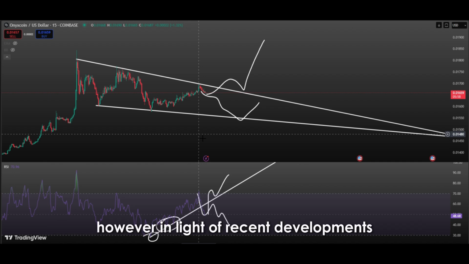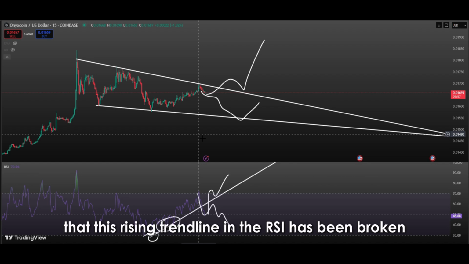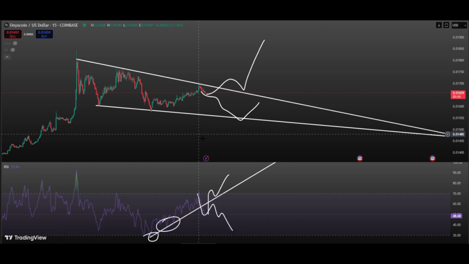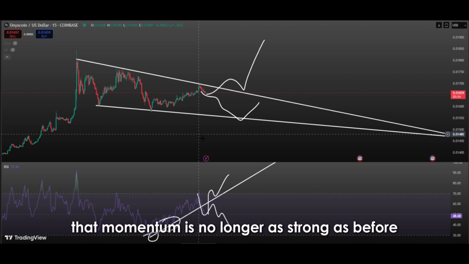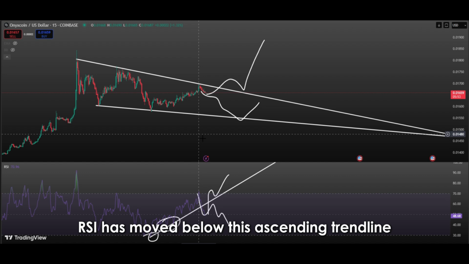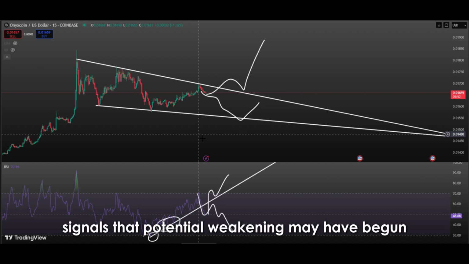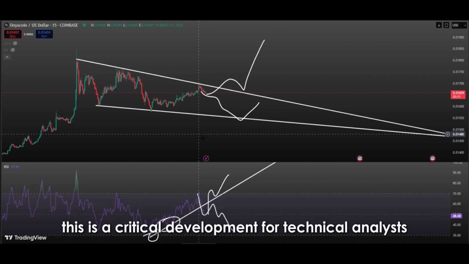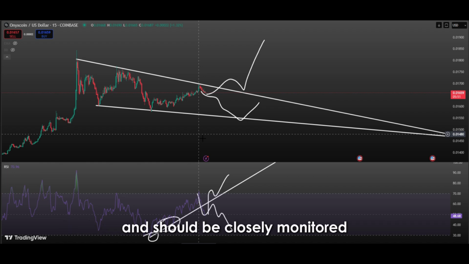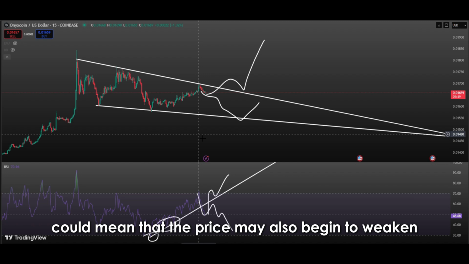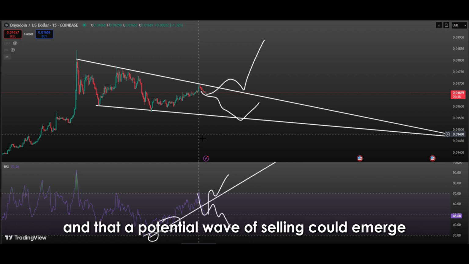However, in light of recent developments, it has been observed that this rising trend line in the RSI has been broken, indicating a technical deterioration suggesting that momentum is no longer as strong as before. RSI has moved below this ascending trend line, producing signals that potential weakening may have begun. This is a critical development for technical analysts and should be closely monitored, as a breakdown in momentum could mean that the price may also begin to weaken and that a potential wave of selling could emerge.